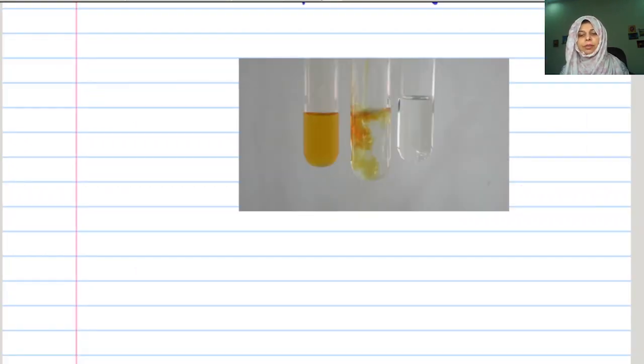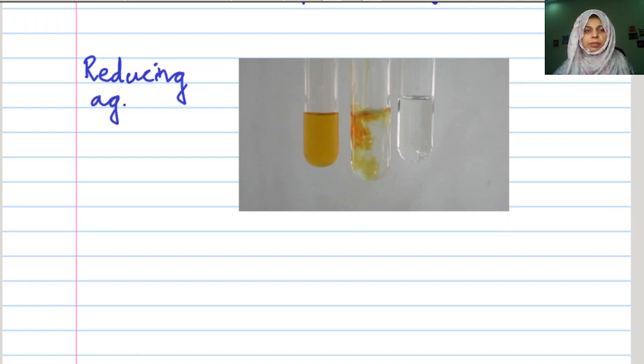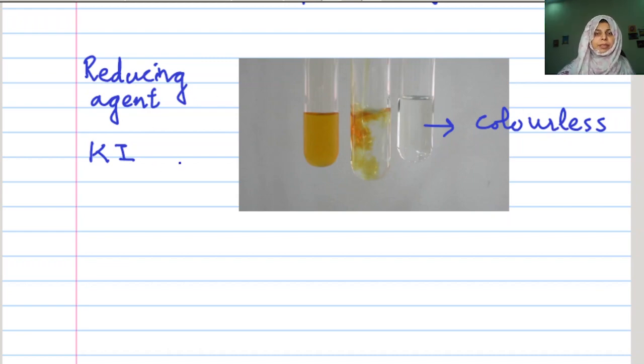So if we want to check the presence of oxidizing agent, then we have to use the reducing agent. So the reducing agent which we will use to test for the presence of oxidizing agent is potassium iodide. This potassium iodide is basically colorless. So potassium iodide is the reagent to test for the oxidizing agent.